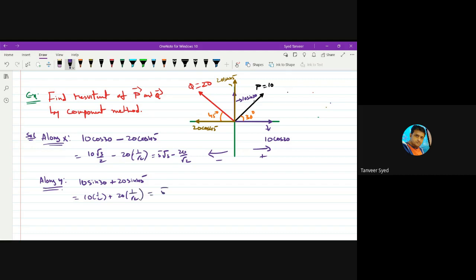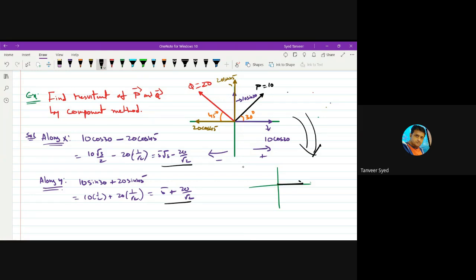This is 5 plus 20 by root 2. Okay. So now we have got one resultant vector along x direction and one resultant vector along y direction. What will be the overall resultant? So this situation is now like this.